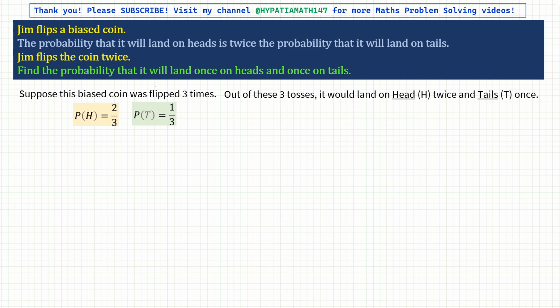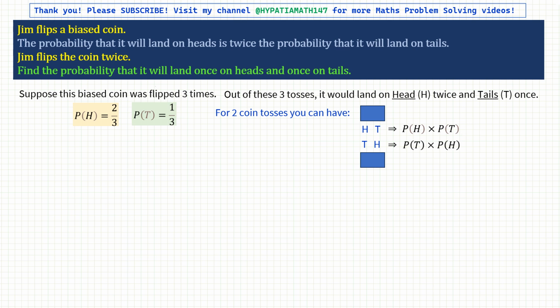So the next thing to do is to consider that he's now flipping the coin twice, and so when you have 2 coin tosses, you can have a head and head, a head and tail, tail and head, and a tail and tail. We are not interested in the head and head or tail and tail, because it's not asked in the question, so we want to know what is head and tail and tail and head. Head and tail would be probability head times tail, and the next one would be tail multiplied by head probabilities.